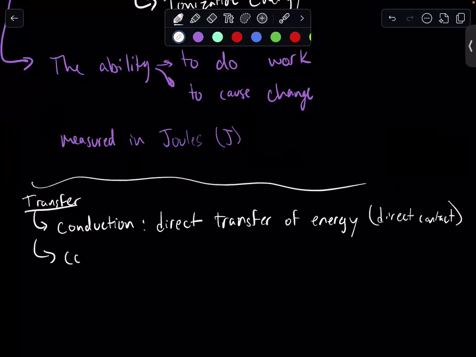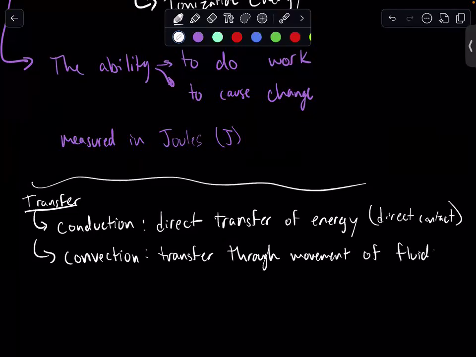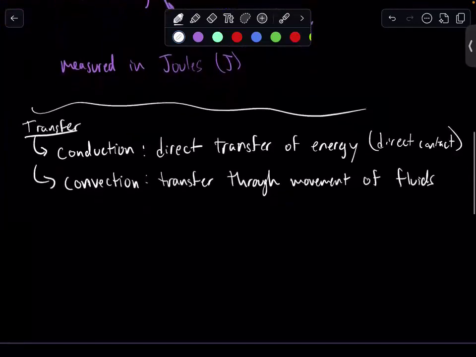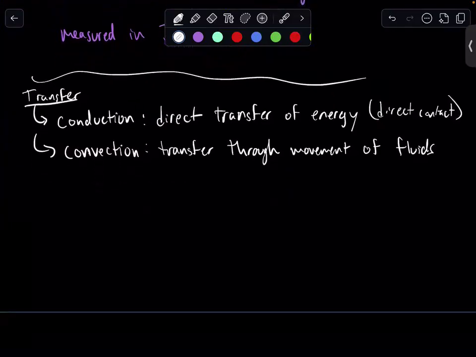We also have convection. Convection is not necessarily a direct contact, but it's transfer through movement of fluids. Now, in this case, we do consider gas as a fluid, as a fluid motion. So heat rising in a large house or just hot air moving up, that counts as convection, like maybe in your oven. And then lastly, we have radiation.